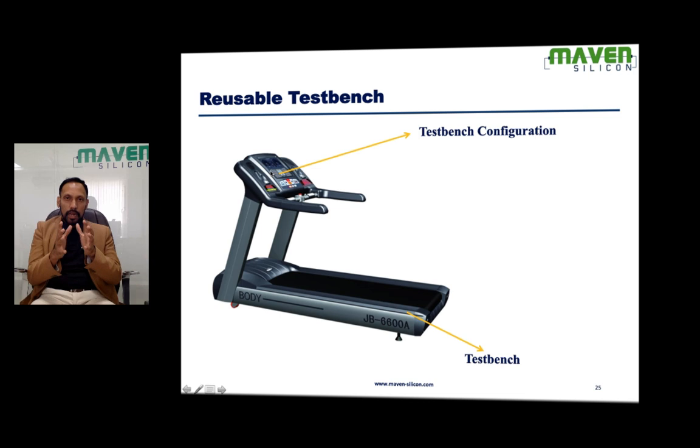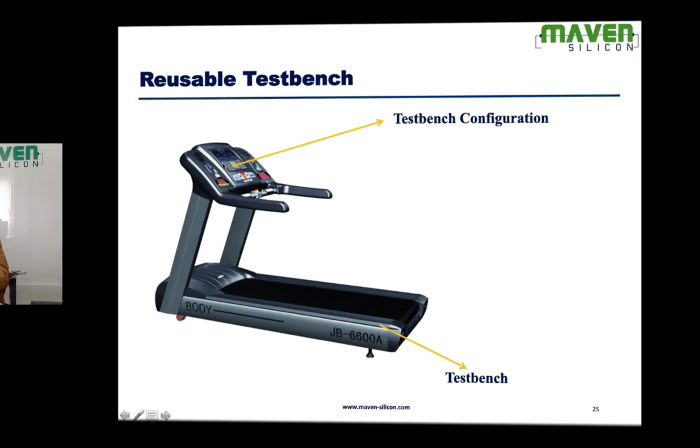The test bench will be like the machine. It's going to do certain things repeatedly. In this case, the treadmill, maximum what it does, it rotates the belt. So you can adjust the speed. You can even adjust the slope also. That's how we configure the machine. The same way we would be able to configure the test bench also. The test bench is like a machine. It's going to do certain things repeatedly.